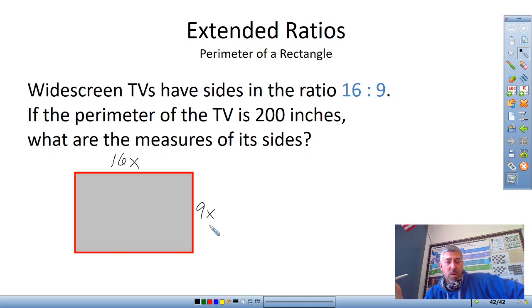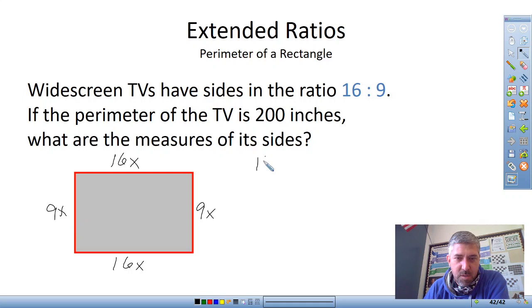So how do we figure this out, okay? Well, you can take the total perimeter, right, which is 200 in this case. So that's the entire way around. Is 200. We can duplicate these sides like so, and then we can set up a problem. So we can go 16x plus 9x, and then we can double that if we want, or you can just write it all out. 16x plus 9x, that's each of the 4 sides, equals 200.